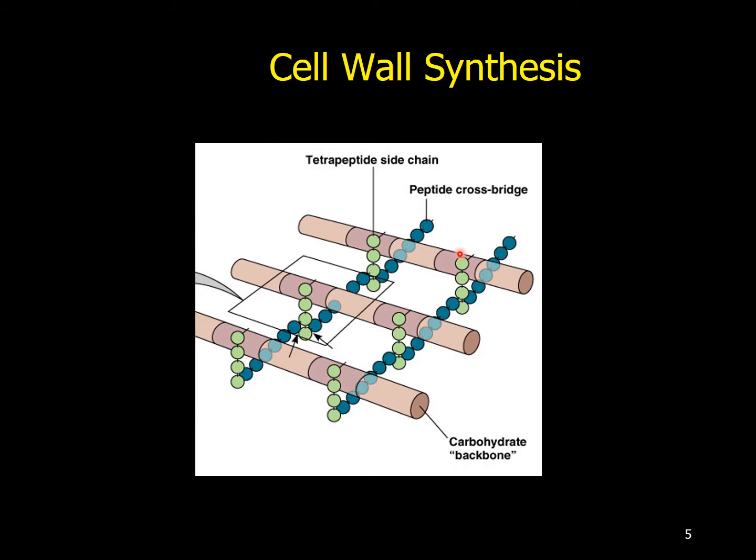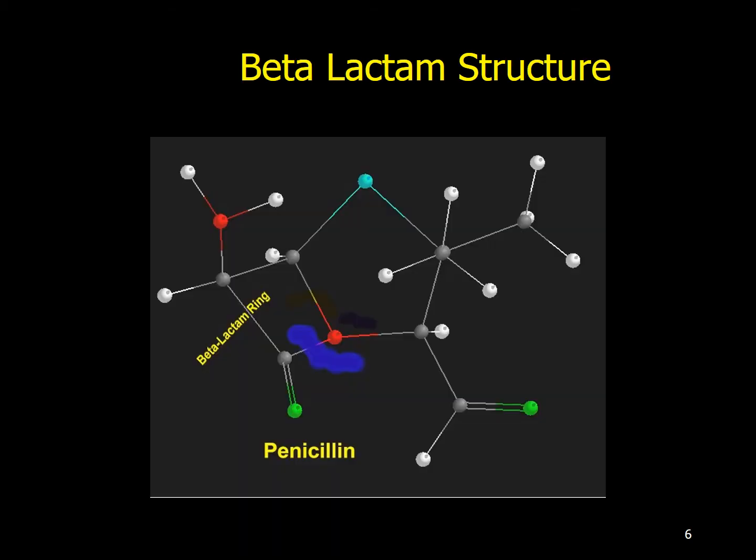This is the cell wall. This is the way it's structured. In this cross-linked bridge is a protein that binds very readily to beta-lactams. And here is the actual beta-lactam. I know that at least up until this point I've been using the words penicillins and beta-lactams interchangeably. It's because the penicillin antibiotics were the first beta-lactam antibiotics.